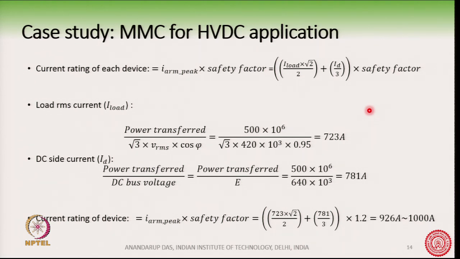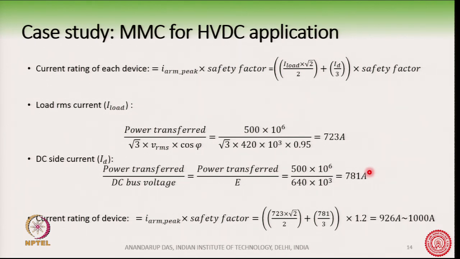So, how much is the load RMS current? If we are transferring power of 500 megawatt, then we can use this formula and get about 723 ampere. So, we can say 750 ampere is the load current. And what is the DC side current? The DC side current is the power transferred divided by E, and that gives 781 ampere.